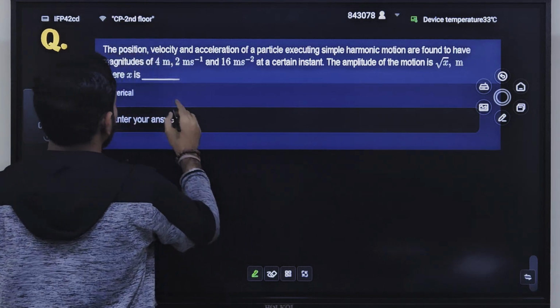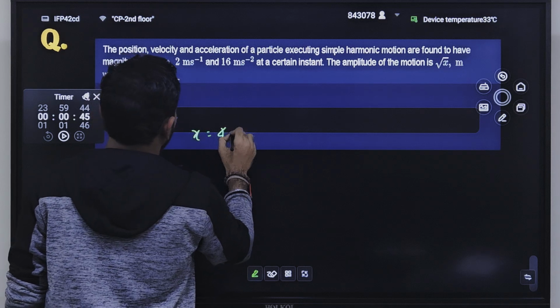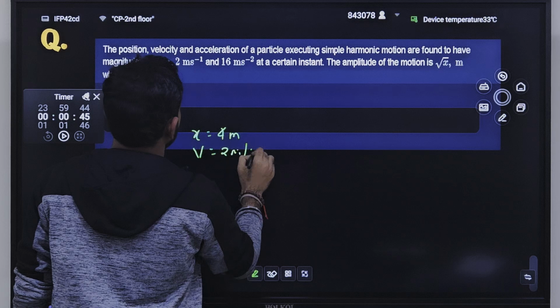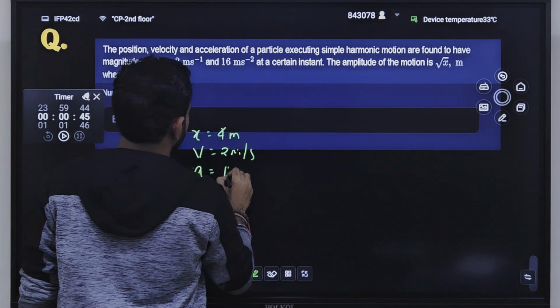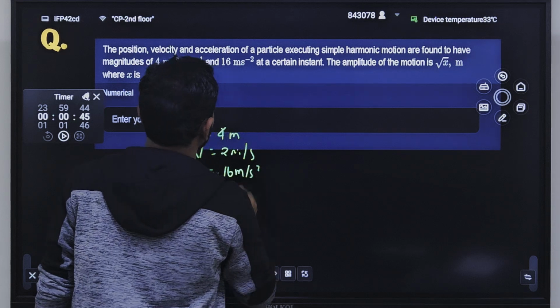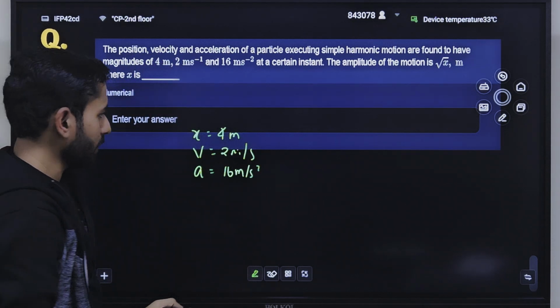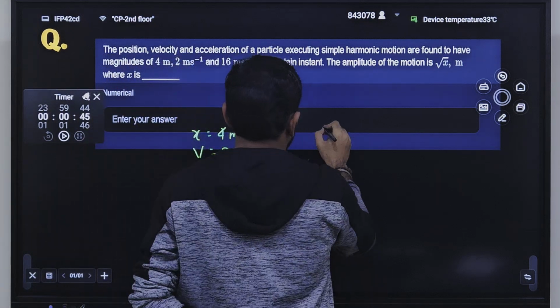Read the question properly. Position, how much is it given? X is equal to 4 meter. Write all the things. Velocity is given, how much? 2 meters per second. And then acceleration is given, how much? 16 meters per second squared. At a certain extent, the amplitude of the motion, you have to calculate very easily. See how you can calculate. What can I write for acceleration?